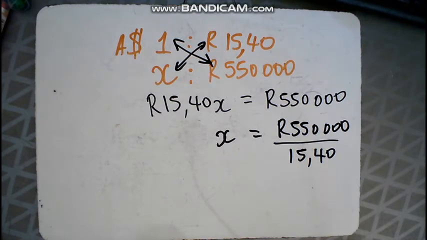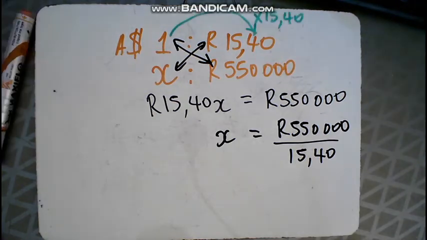So the quicker way will be to go from 1 Australian dollar to 1540. What do we have to do to go from the number 1 to the number 1540? What should we do? Multiply or divide? So 1 multiplied by 1540 will give me 1540.